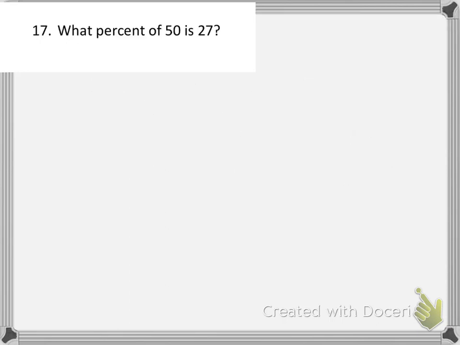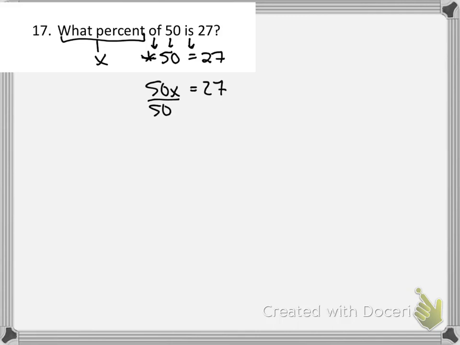Okay, the next problem: what percent. So we translate this into an x. Of means times, 50. Is means equals, 27. So we have 50x is equal to 27. We solve that by dividing both sides by 50, and that gives us 0.54. Now remember the problem says what percent, so we need to write 0.54 as a percent, and of course multiply by 100%, so you get 54%.